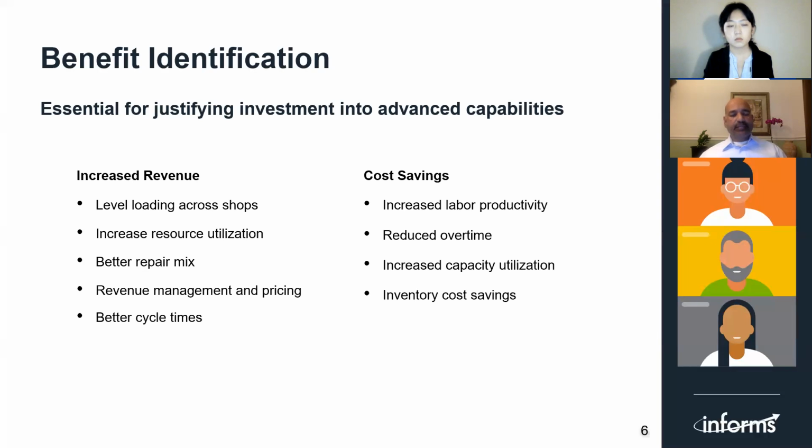And better cycle time: if you can get the productivity of your processes up, that also contributes to increased capacity and increased revenue. Cost savings typically come from labor productivity, whether it's increased labor productivity or overtime reduction, and increased capacity utilization by providing more work during the low demand times. Inventory cost optimization can also help cost savings.